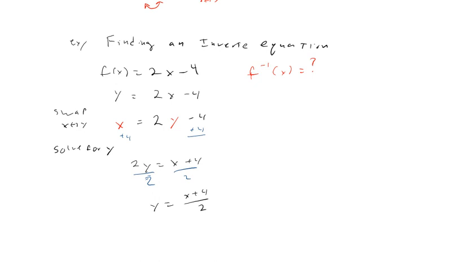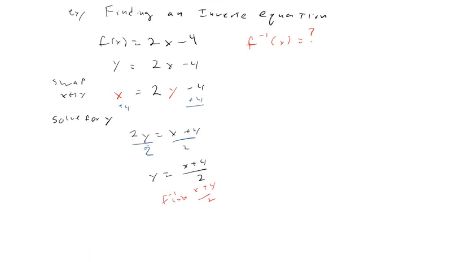f negative 1 of x equals x plus 4 over 2. So once you've got the y by itself, you swap the x and y, solve for y, and you get your inverse equation.